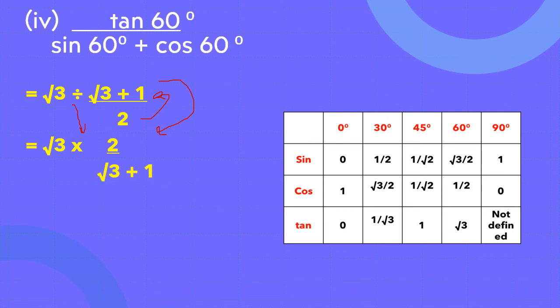Now in this case you cannot cancel anything. You cannot cancel root 3 and root 3, because if root 3 were alone in the denominator you could have cancelled it, but it has plus 1 with it. So when you cannot cancel anything, you multiply numerator with numerator, which gives you 2 root 3, and you write the denominator root 3 plus 1. So this is your answer.